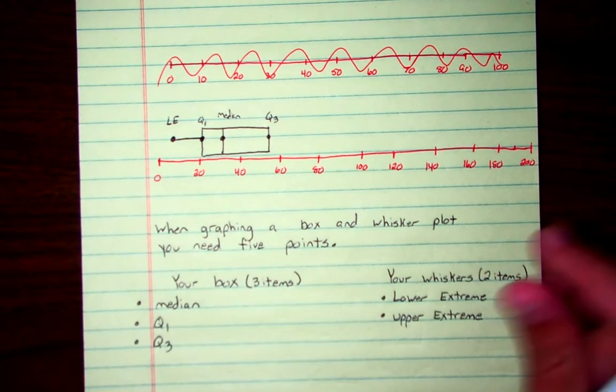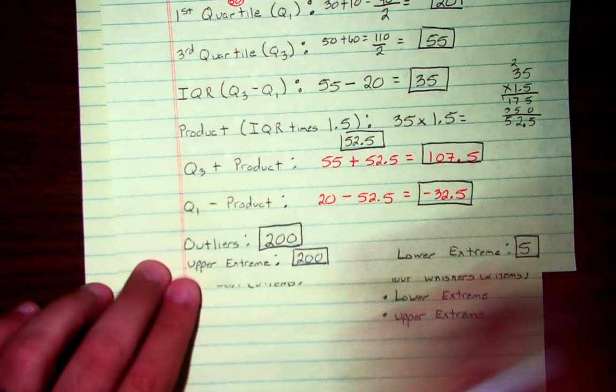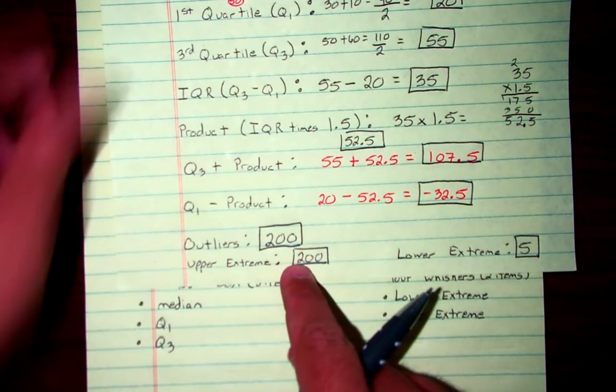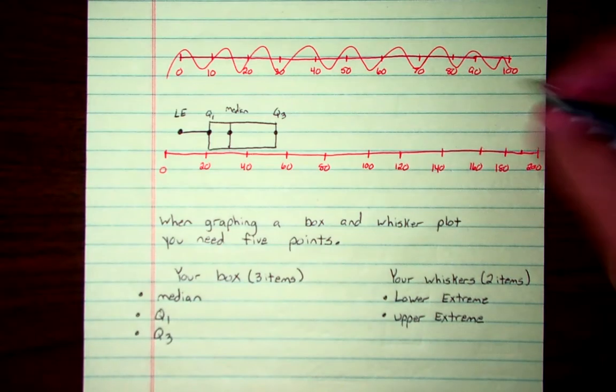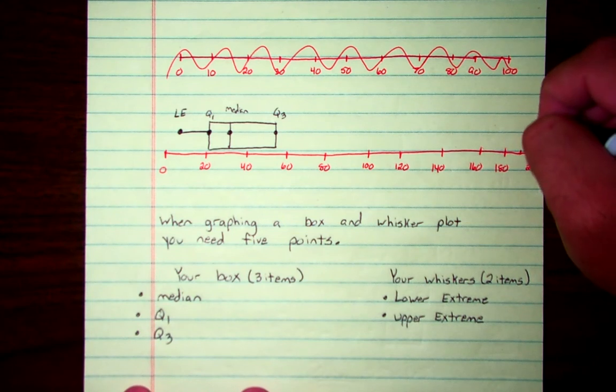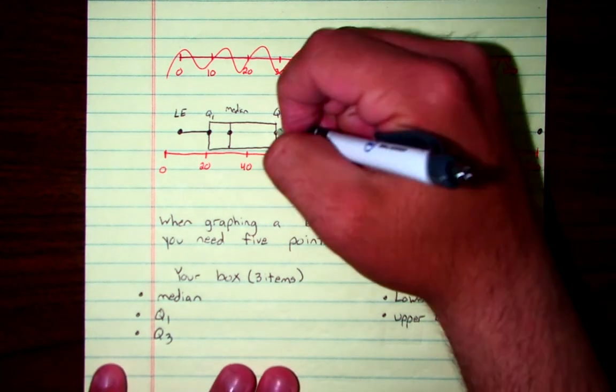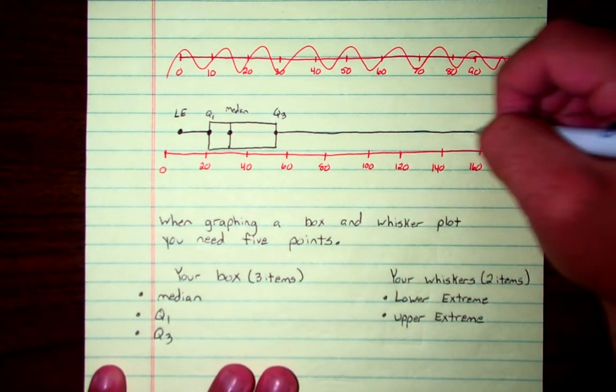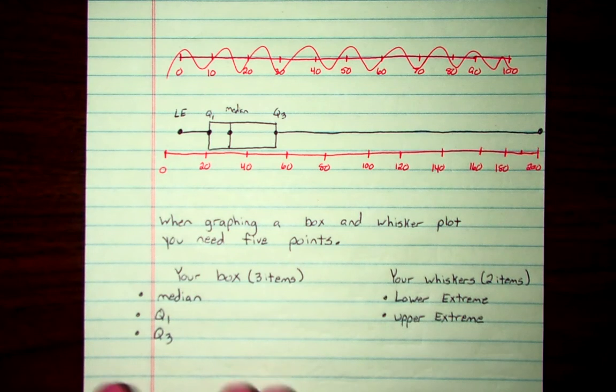Then you have an upper extreme. Your upper extreme happens to be at 200. So put a dot over here at 200 and connect it to the box. There is your box and whisker plot.